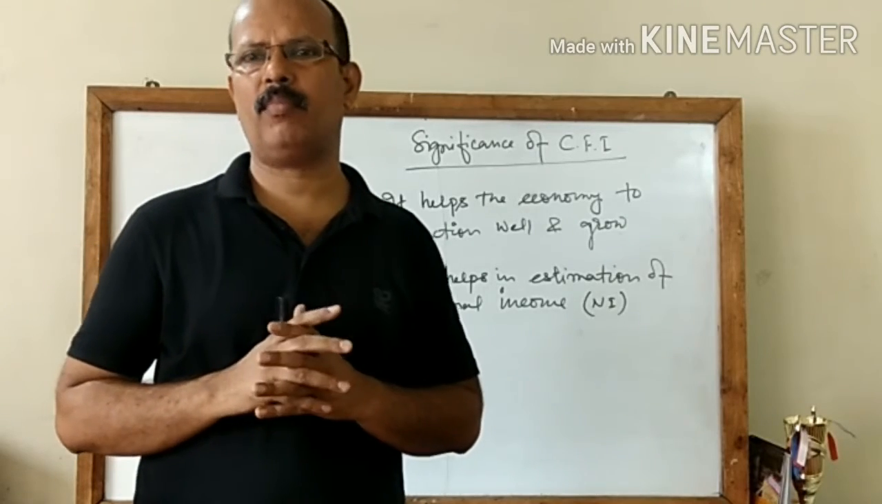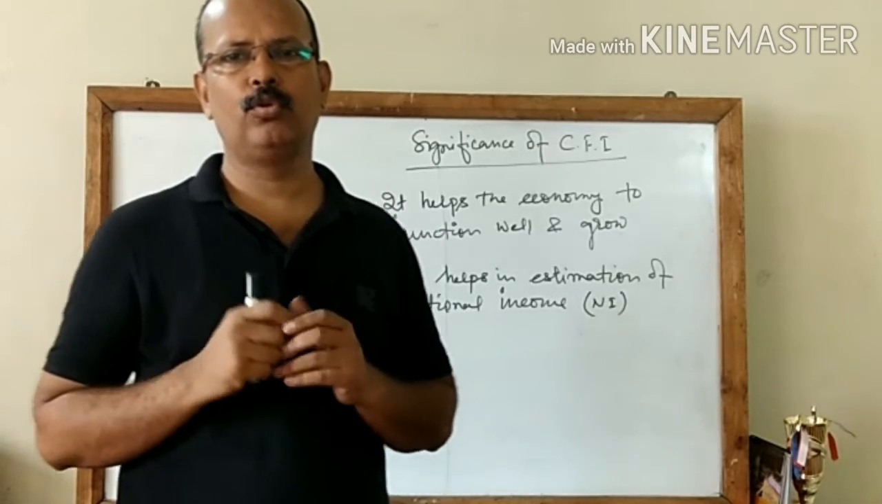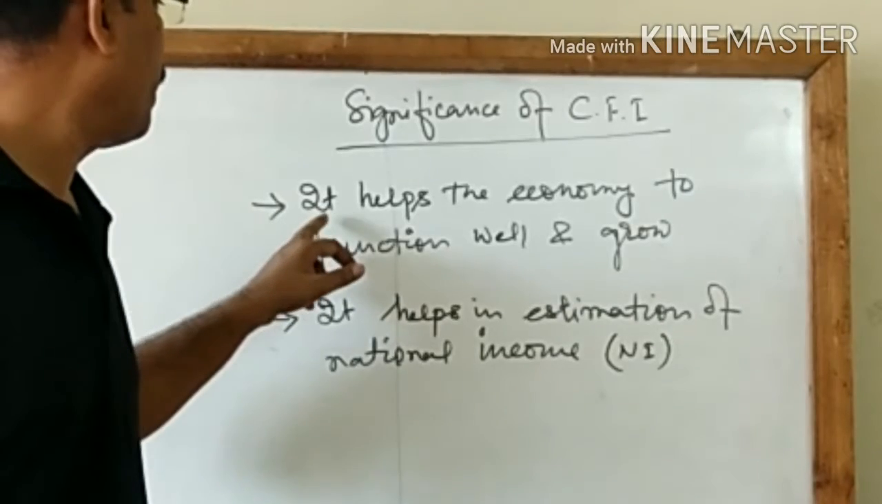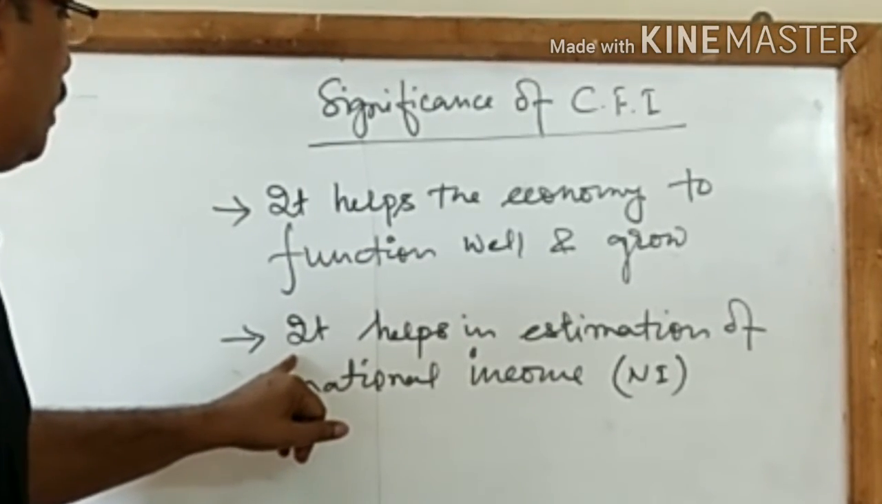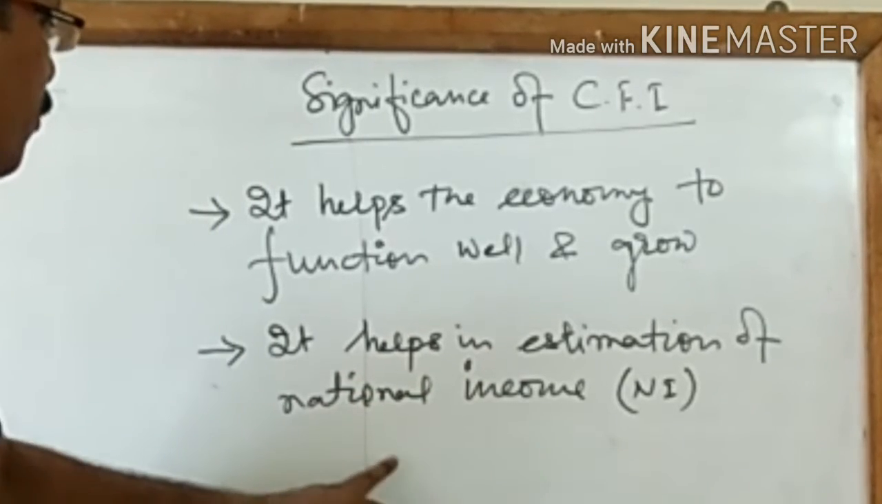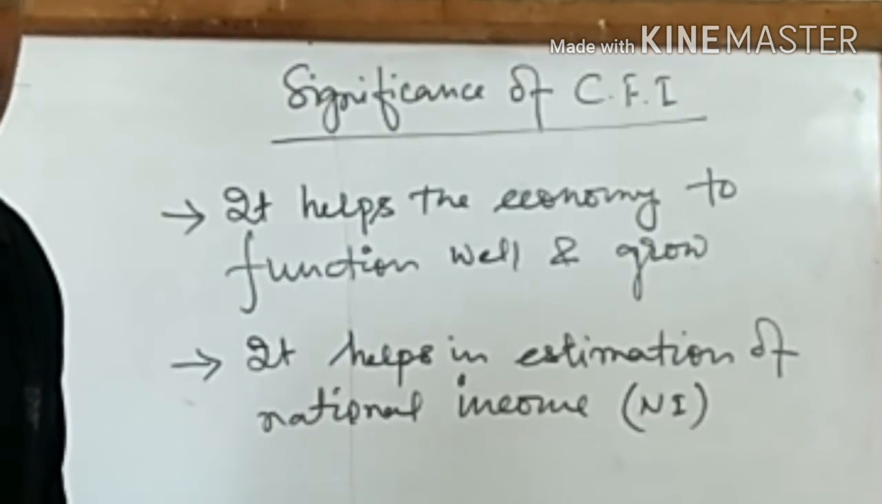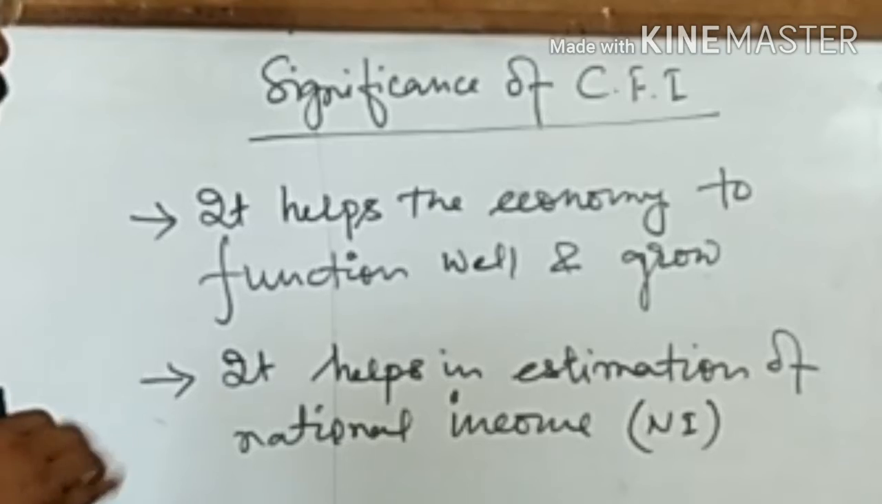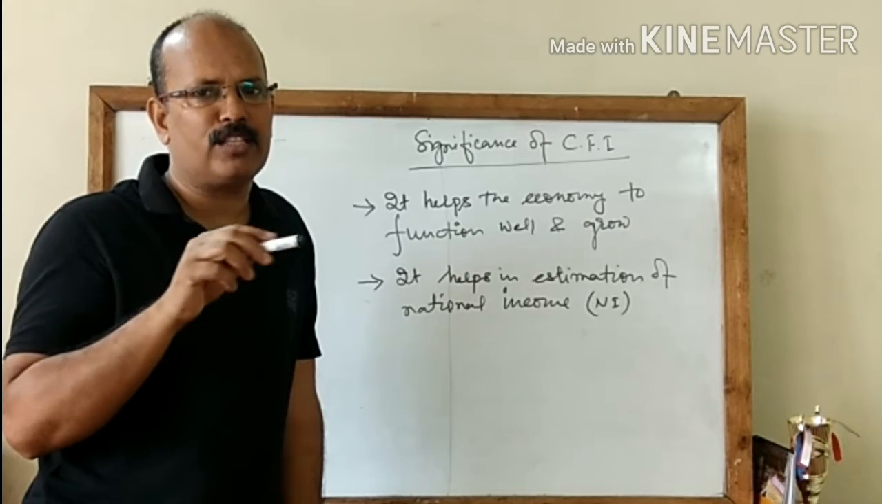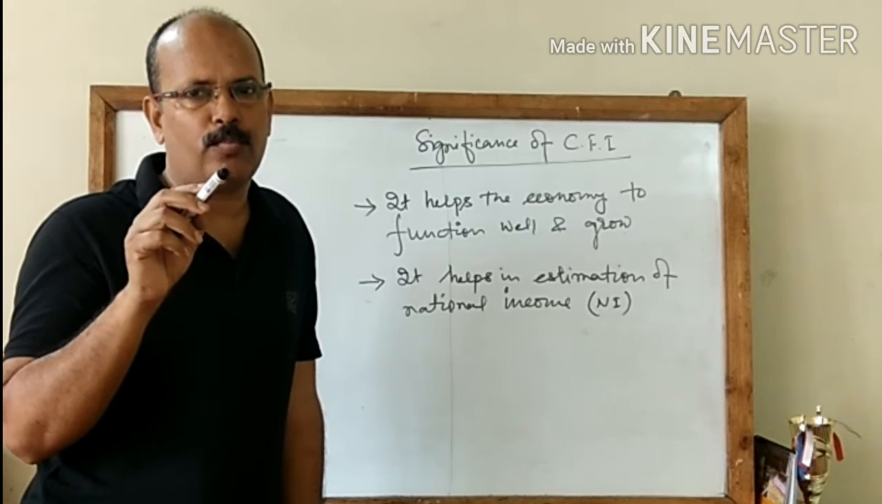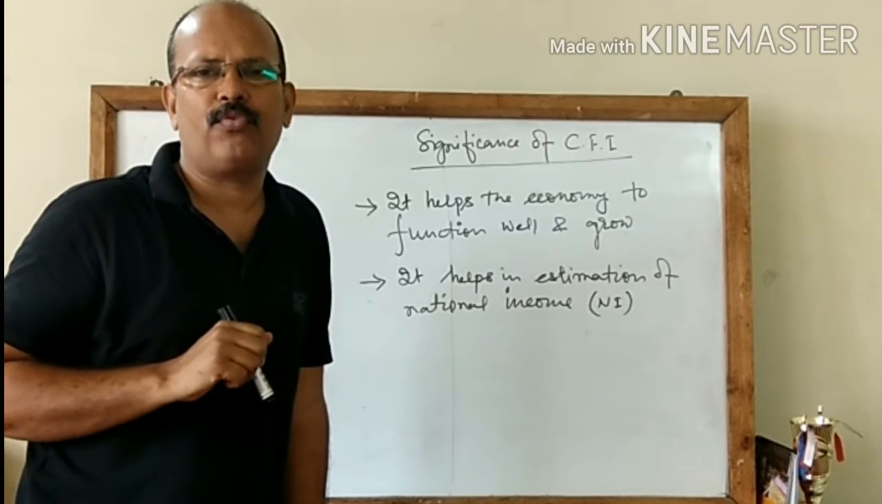Circular flow of income has two major significances. First, it helps the economy to function well and grow, and second, it helps in estimation of national income in the economy. It helps the economy to function well and grow, because if circular flow of income is not there, all the factors of production will not work efficiently.